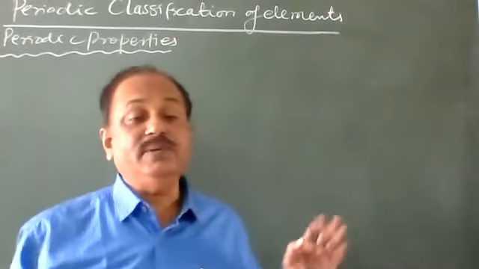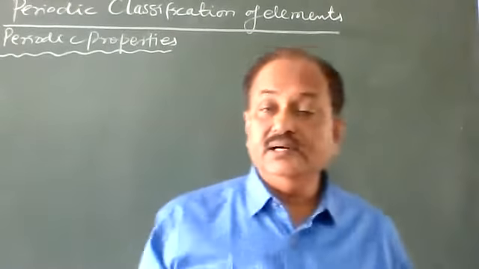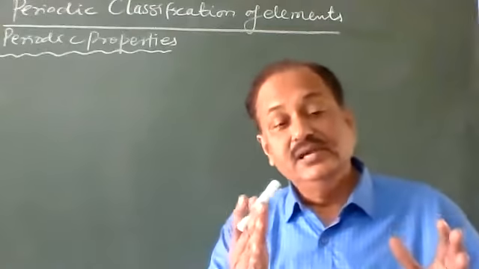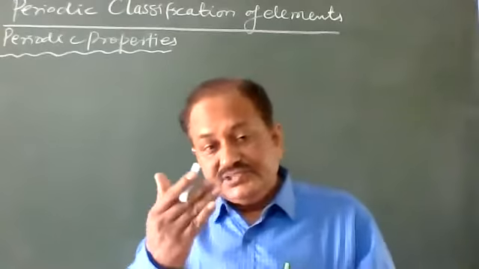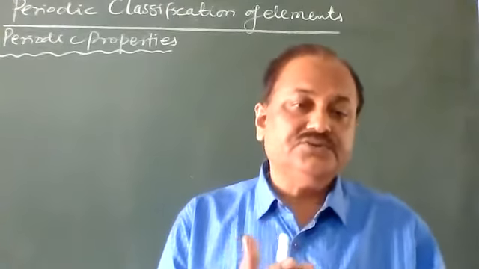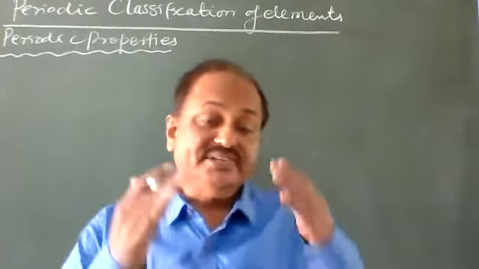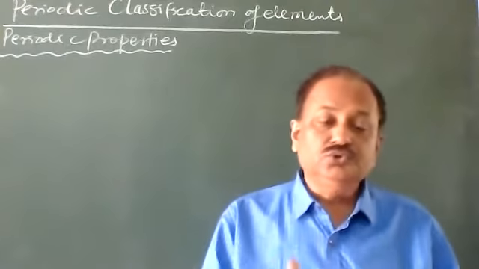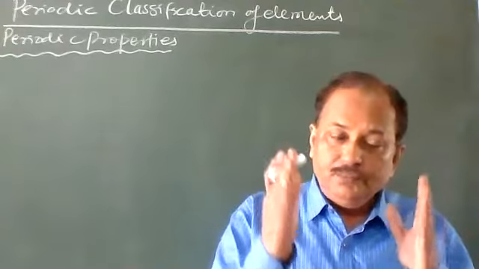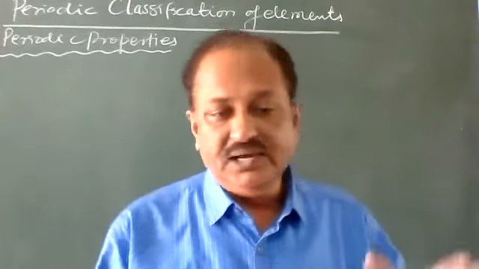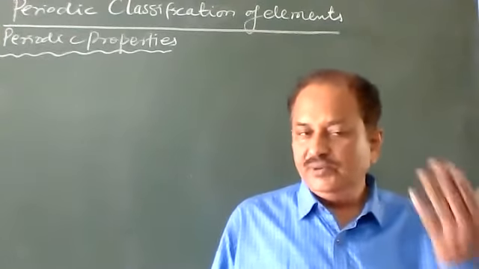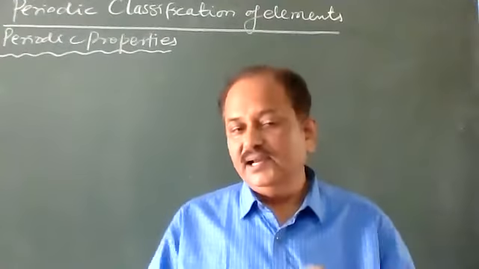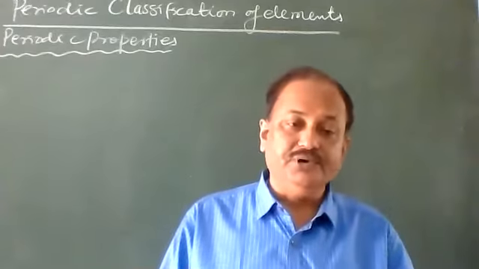Now I am going to explain a very important part about the periodic properties, the properties which are changeable, or the properties which change with respect to different elements. Now this we have to go through with respect to the modern periodic table. We have seen different periodic tables: Dobereiner, then Newlands, then Mendeleev, and at last the modern periodic table.